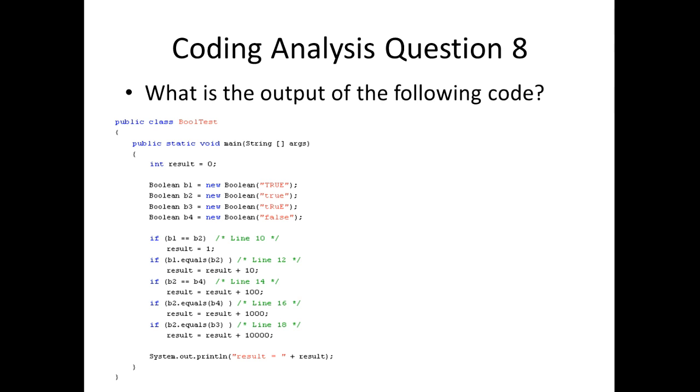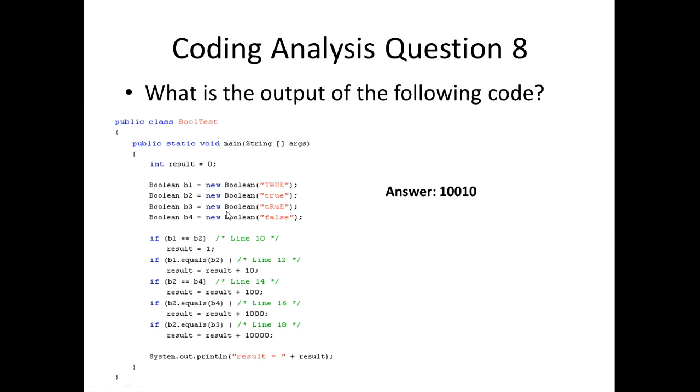All right, now that you've written down your answer, let's see if you got this right. The answer that you should have got was this, 10,010. Now, let's figure out why. Let's start off from the top. We have public class BoolTest, and then our main method, public static void main. Inside this main method, we first have this variable result, which is set equal to 0.